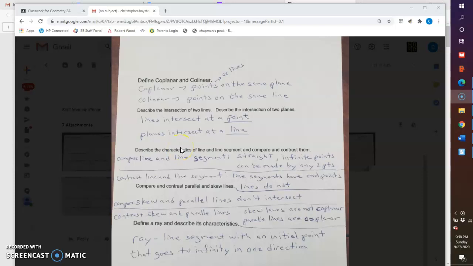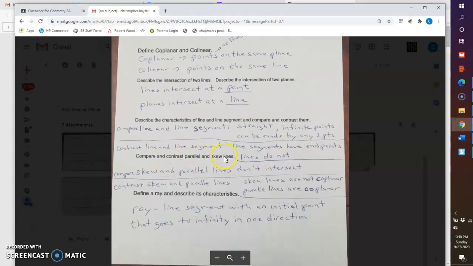Compare and contrast. Remember, a comparison are similarities. So the similarities between a line and a line segment is they're straight. There's infinite points on both of them, and you can draw a line or a line segment between any 2 points. The big contrast between a line and a line segment is, quite frankly, line segments have endpoints and lines do not.